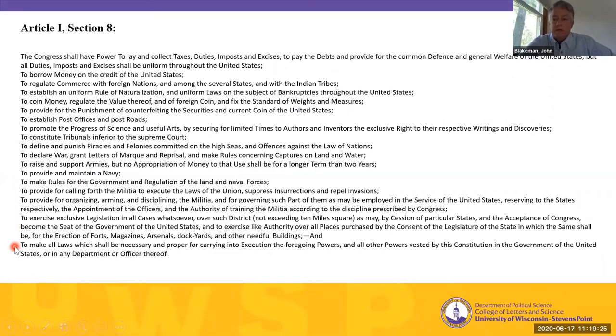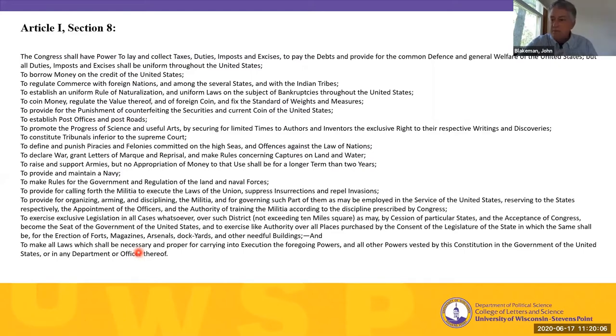Pay careful attention to the very last clause in Article 1, Section 8. Congress shall have power, reading from the top, to make all laws which shall be necessary and proper for carrying into execution the foregoing powers. That's what we call the necessary and proper clause. And in McCulloch versus Maryland, that clause is very, very important. And we will see, we might get hung up on what this one little word, necessary, means.